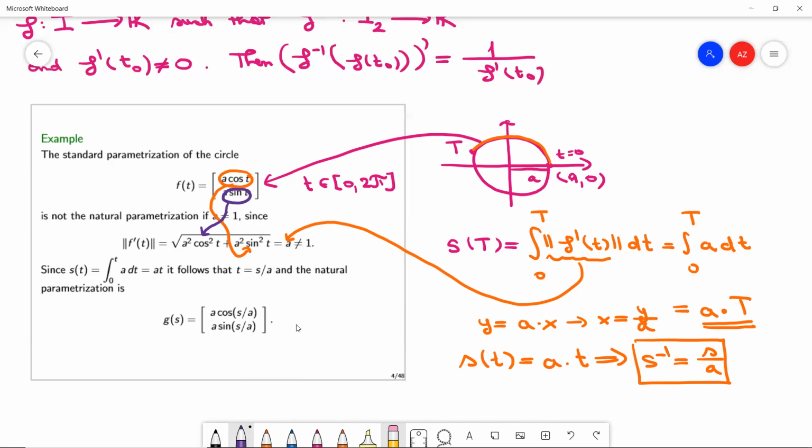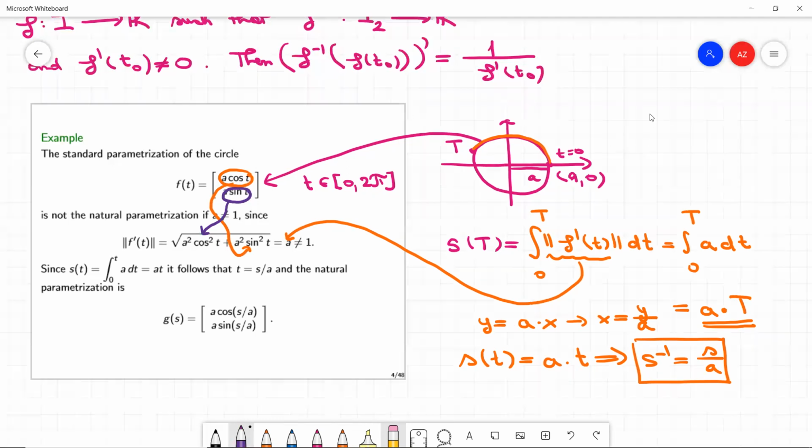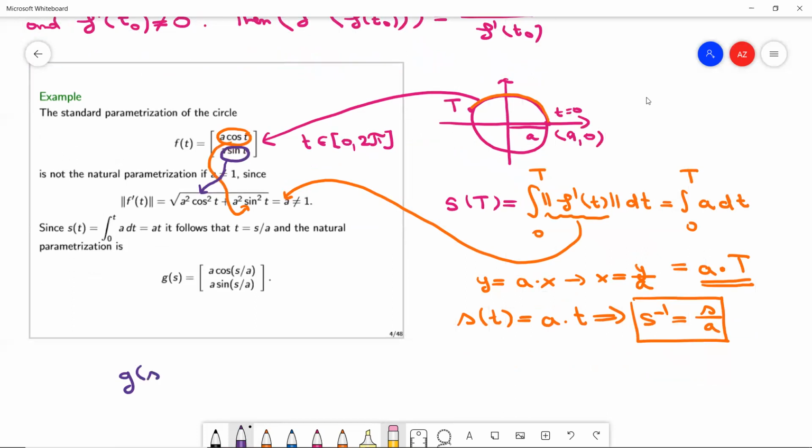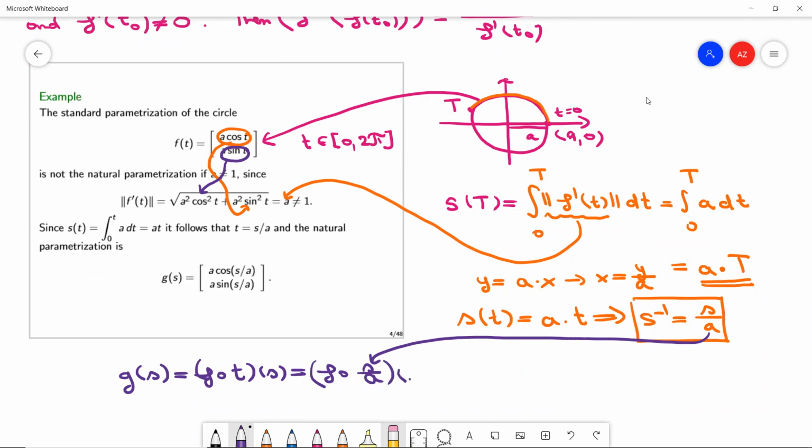So here we have s inverse is s over a. So our parameterization is then g of s. This is f composed with t of s. And this t is this s over a. So what we get is a times cosine of s over a, and then a times sine of s over a.